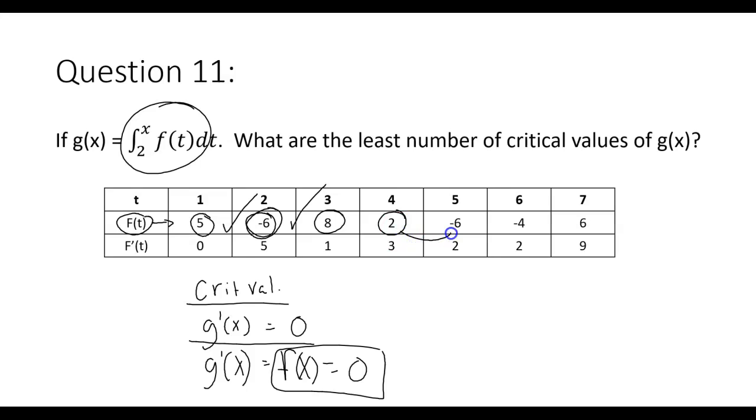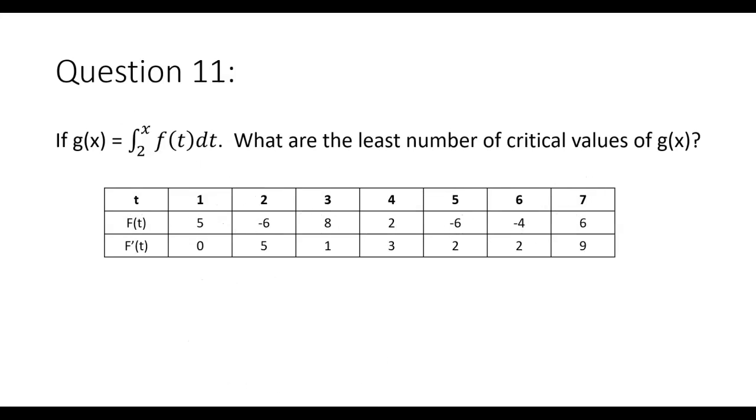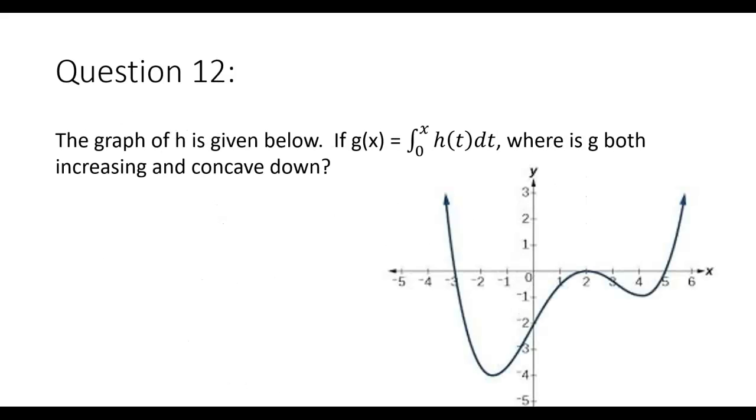How about if I'm going from 2 to negative 6? Yep. How about from here to here? Nope. And from here to here? Yep. So there are 1, 2, 3, 4 times for this particular example where you would have to have a critical value. It could be more. There could be a place where the function equals 0 in here, but it's just not necessary. But there has to be at least 4 places where there is a critical value of g.